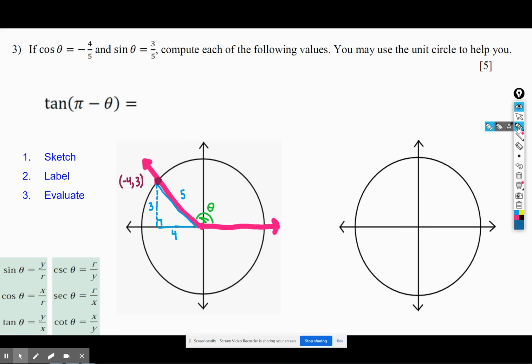Next, let's find the tangent of pi minus theta. It will help us to find pi minus theta in our diagram. Let's take a look at the angle that's adjacent to theta. Now, if you were working in degrees, you'd know exactly what to do here. The angle that's adjacent to 160 must be 20 because it forms a straight line, and that's easy to do by subtracting from 180. Well, here we're in a similar situation. We'll just work in radians. The angle that's adjacent to theta must be pi minus theta. So there's pi minus theta in our diagram.